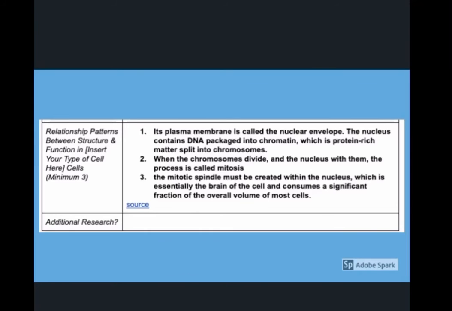Relationship patterns between structure and function are: its plasma membrane is called the nuclear envelope. The nucleus contains DNA packaged into chromatin, which is protein-rich matter split into chromosomes. When the chromosomes divide with the nucleus, the process is called mitosis. The mitotic spindle must be created with the nucleus, which is essentially the brain of the cell and consumes a significant fraction of the overall volume of most cells.